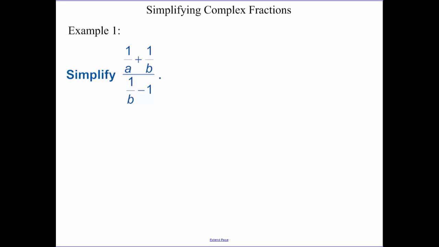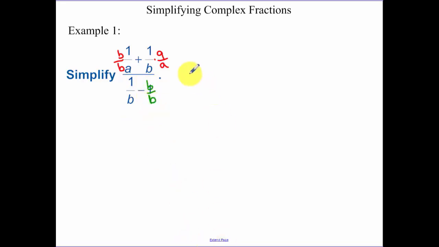Okay, the first method, or at least how I think of it as the first method, combine the fractions on the top. So I need a common denominator. My common denominator is a times b. So I'm going to multiply that by b times b. I'm going to multiply that times a times a. On the bottom, again, do that same thing. My common denominator is b, so 1 can become b over b.